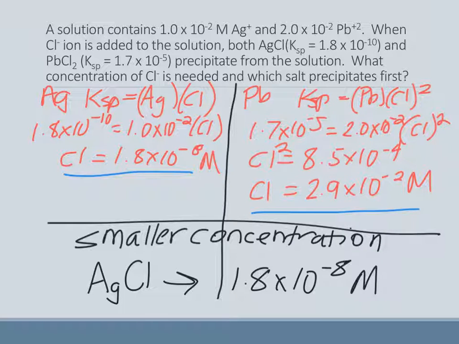What would we be able to use this for? When you're doing a lab, if you continue to add chloride ion to a beaker that has the two ions, you would be able to collect all the AgCl at that particular concentration. As you approached the second concentration, you would know that all the Ag has been precipitated out of the solution. Then, as you got closer to the 2.9 times 10 to the negative second, you would begin to start precipitating out the lead.